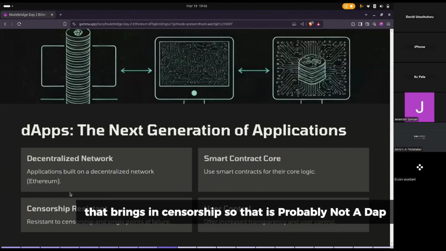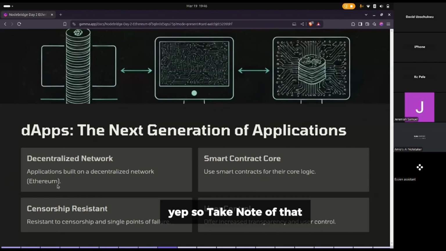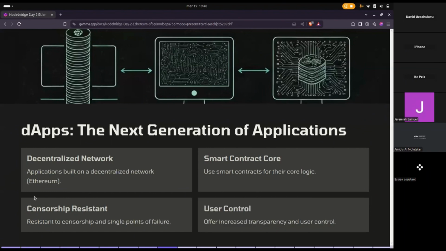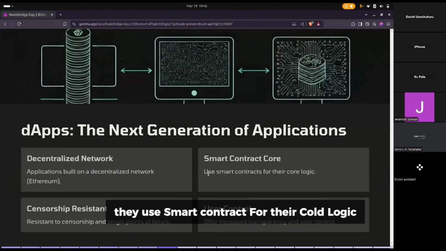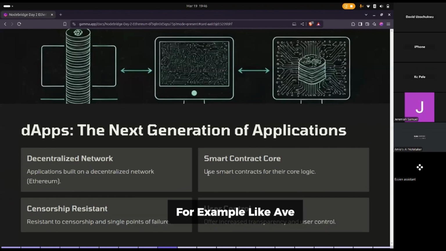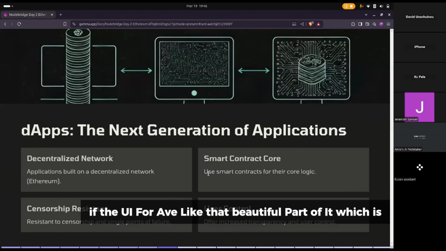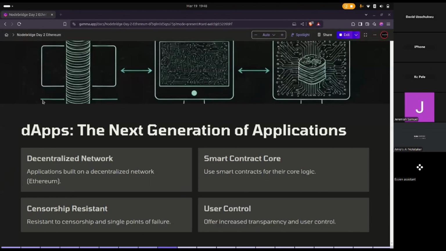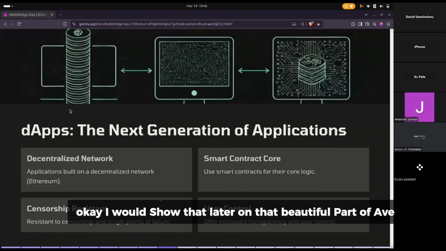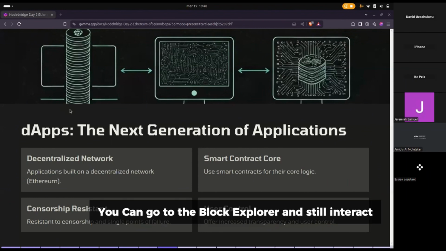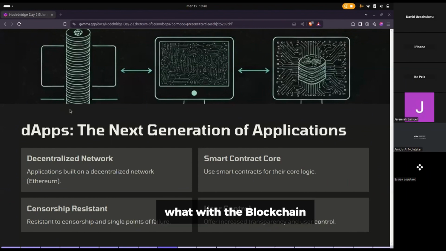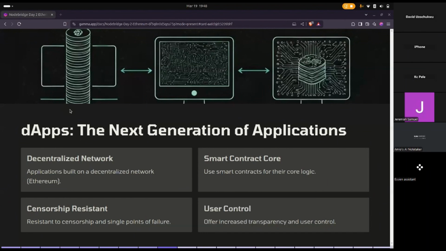So that is probably not a dApp. Yep, so take note of that. dApps, no one has control over them. They use smart contracts for their core logic. For example, with Aave, if the UI, that beautiful part of it, which I'll show later on, is taken down, you can go to the block explorer and still interact with the blockchain confidently.